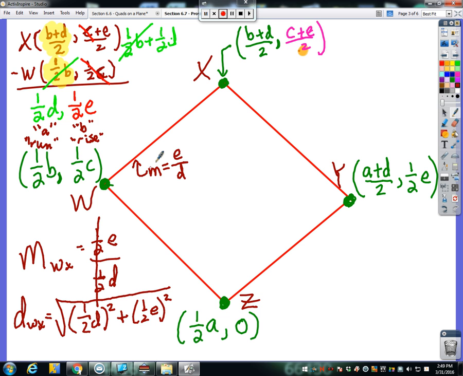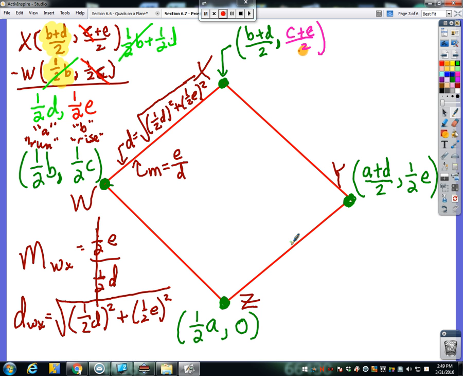We could simplify this just a little bit, but it's really not needed that we go that far. So this is half of d squared plus half of e squared. That's what the math is going to look like. Now imagine doing that 3 more times for these 3 other sides, and it gets a little heavy, okay?